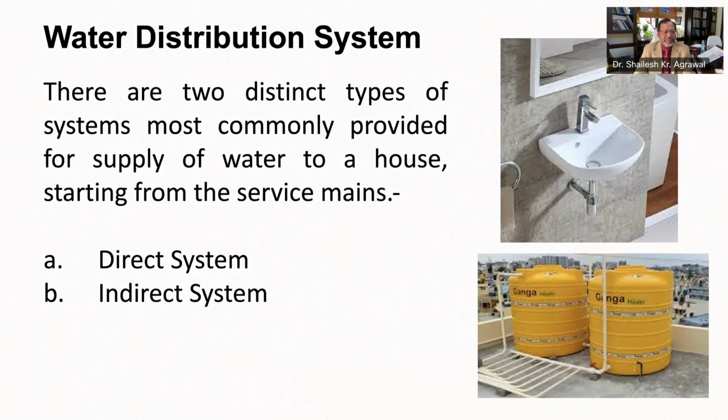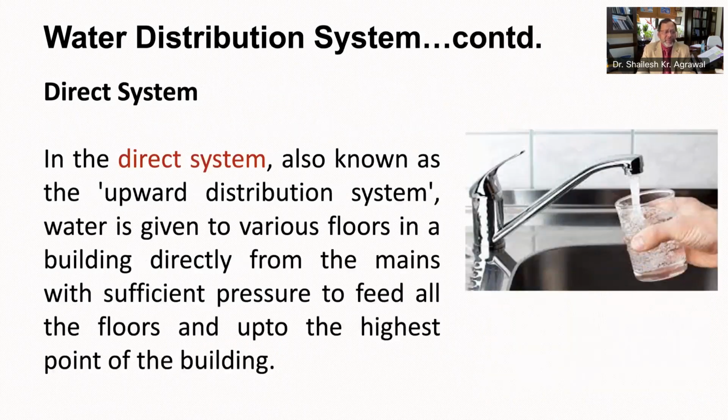There are two distinct types of systems most commonly used for water supply to a house, starting from service mains. One is direct system, another one is indirect system. In direct system, also known as upward distribution system, water is given to various floors in a building directly from the mains with sufficient pressure to feed all the floors and up to the highest point of the building.